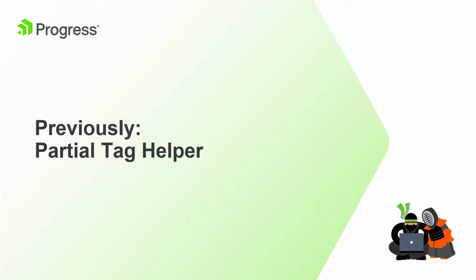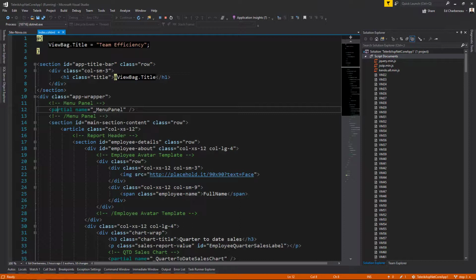In our previous video, we looked at partial tag helpers. Now, partial tag helpers allowed us to move some of our code outside of our main view into smaller sections of code. So let's jump back into Visual Studio now and see how our index page is improved.